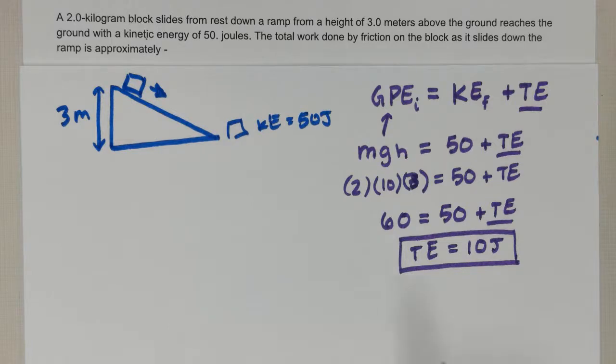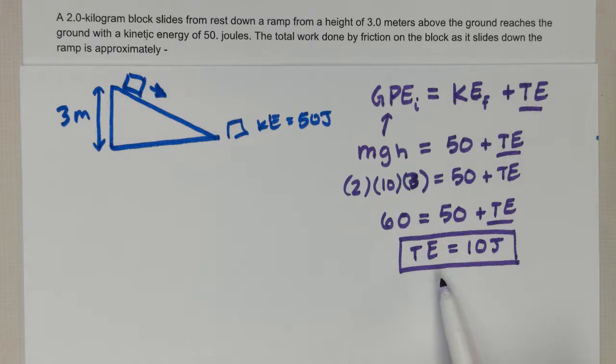Now, the question doesn't actually ask for thermal energy. It doesn't ask for the energy dissipated from the system or the energy lost. The wording of the question is what is the total work. So let's address that because we got to do one more thing to this answer. Energy is scalar. It doesn't denote a direction. There's not a sign. It just is a number value. It's not positive or negative.